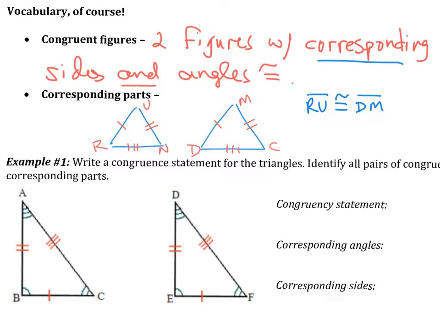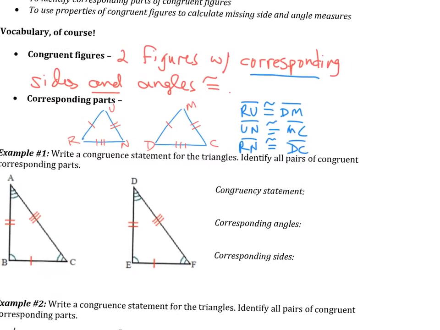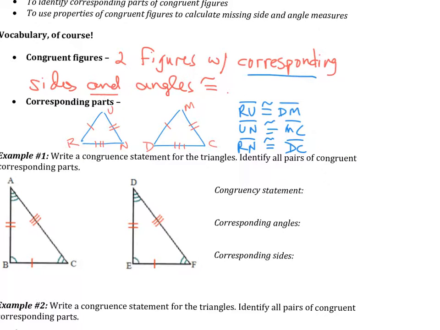Okay, next. What about UN? What is that congruent to? MC. Okay, and then what would RN be congruent to? DC. Okay, so those are all your sets of corresponding parts. Okay, next, I am going to do angles.